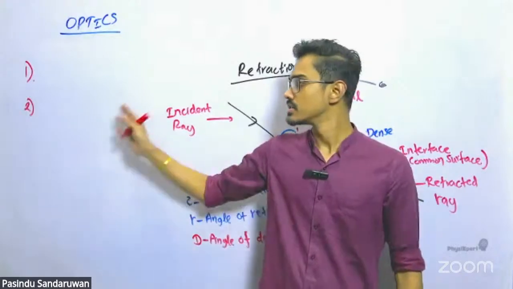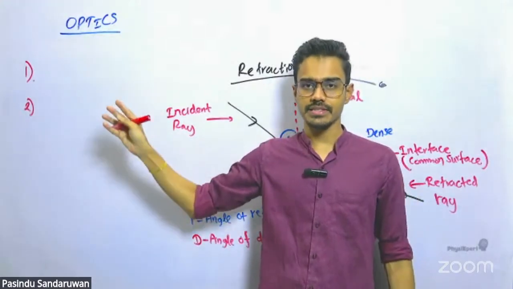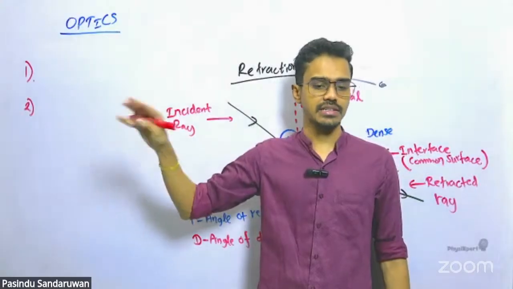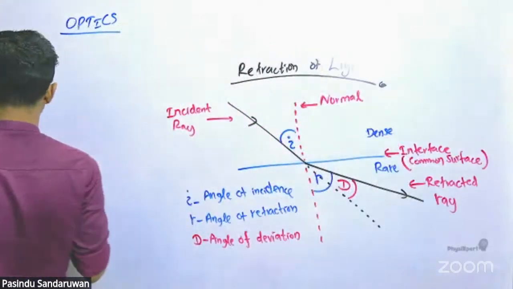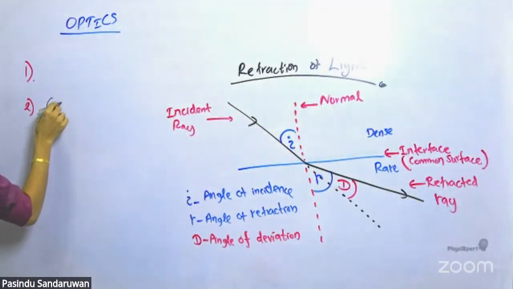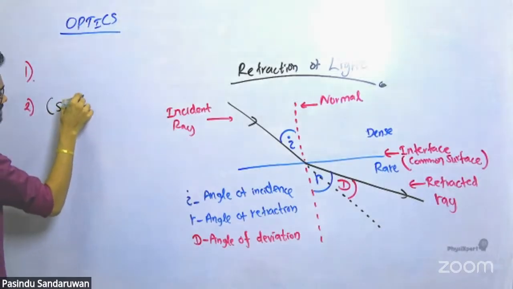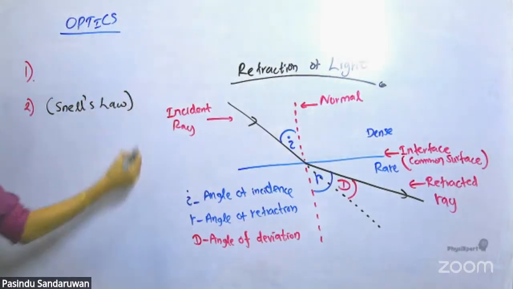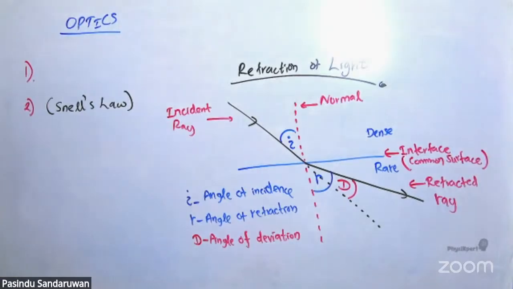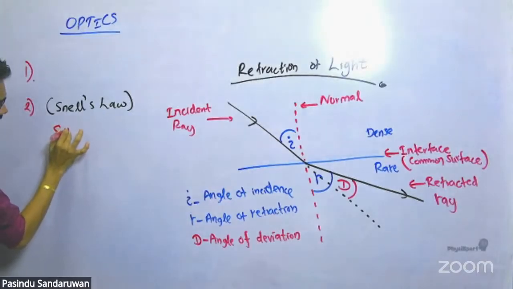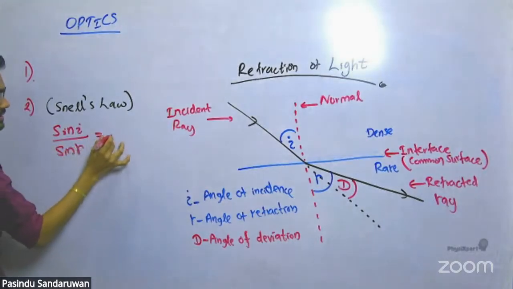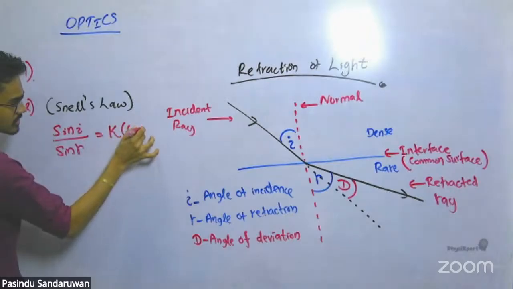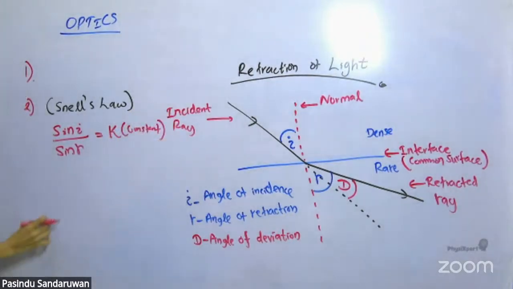Say it again. The ratio between the sine value of the angle of incidence and the sine value of the angle of refraction is constant. Within brackets, write down Snell's law. And below that law again, sine I over sine R equals K, constant. Mention this also.